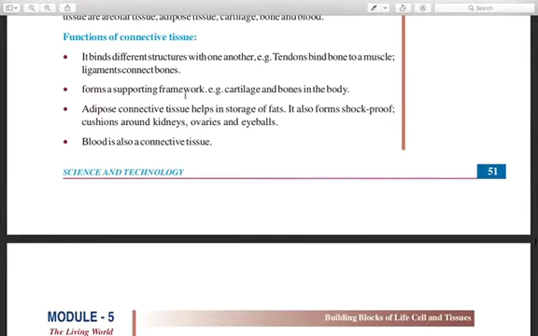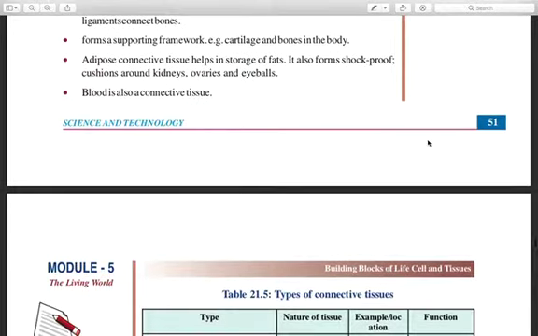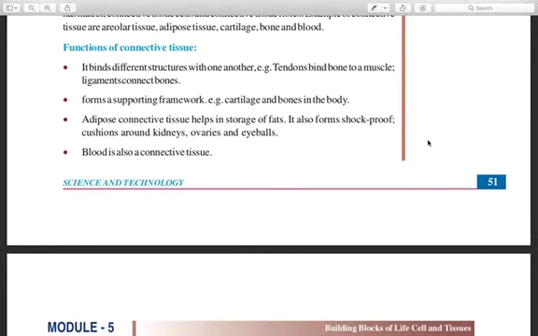They form a supporting framework. They give support to our body, like cartilage and bones in the body. And the adipose connective tissue helps in storage of fats, as I told above. That adipose tissue is basically found under our skin, deposited fat contents, for storage of fats. It also forms shock-proof cushions, so that when we walk or when we fall down, we don't get injured, around kidneys, ovaries and eyeballs.